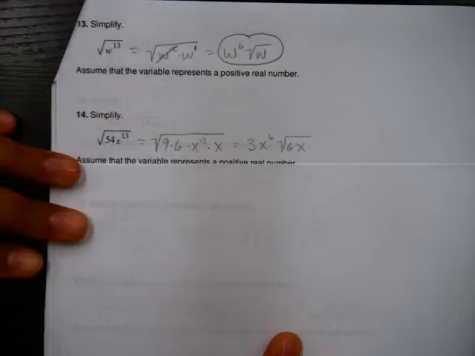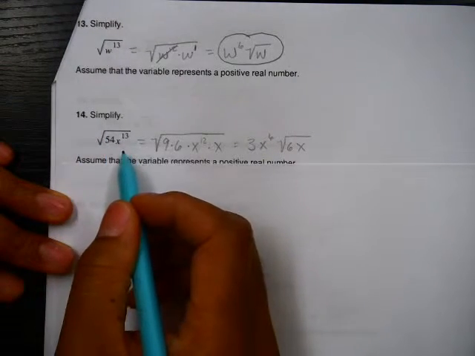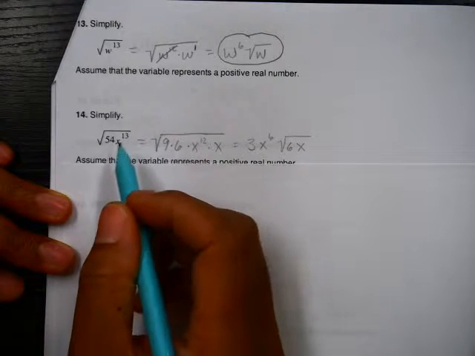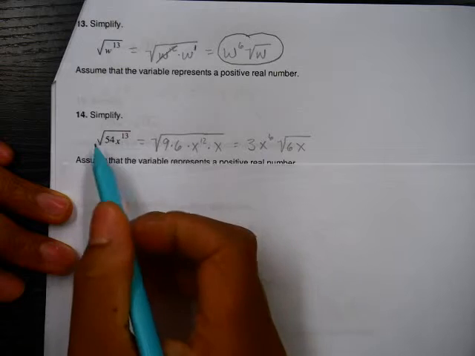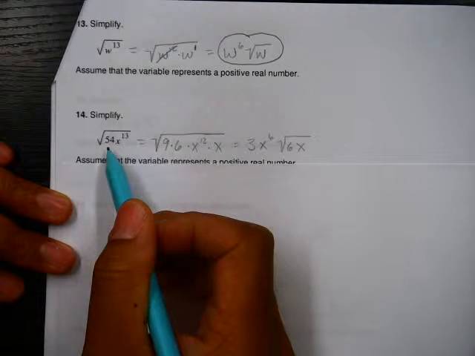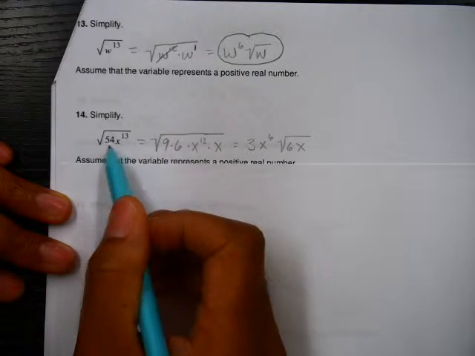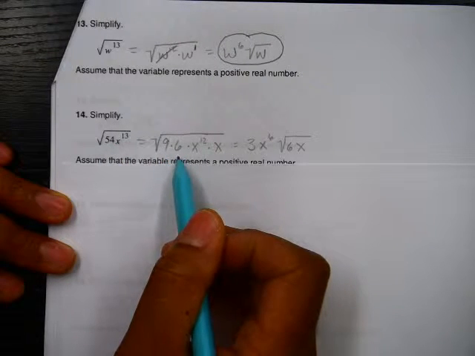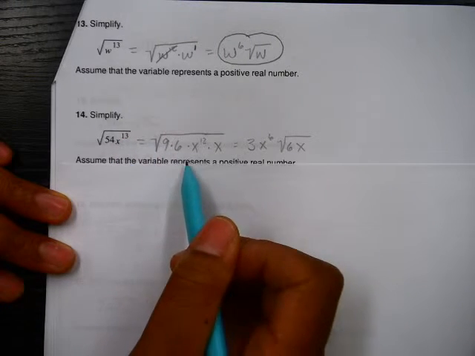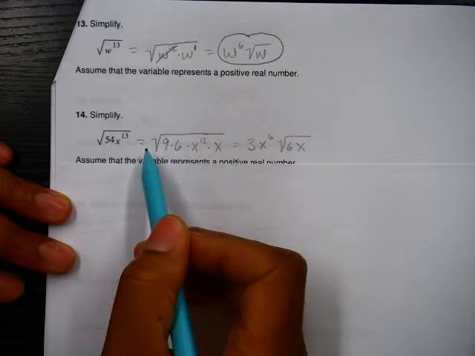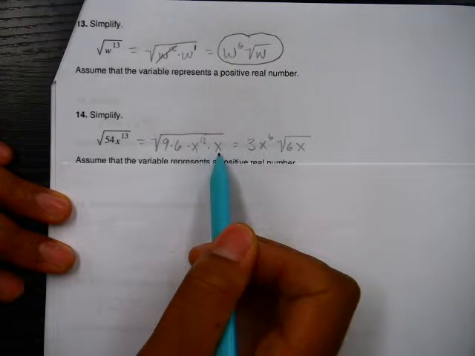Alright, if we look at number 14, simplify the square root of 54x to the 13th power. So now we're going to simplify with both a number and a variable involved. Okay? 54 is not a perfect square. Okay? But it has a factor that is, which is 9. So we can break up 54 as 9 times 6. X to the 13th is not a perfect square, but it has a factor that is. We can break up x to the 13th any kind of way we want. So we can break it up as x to the 12th times x.